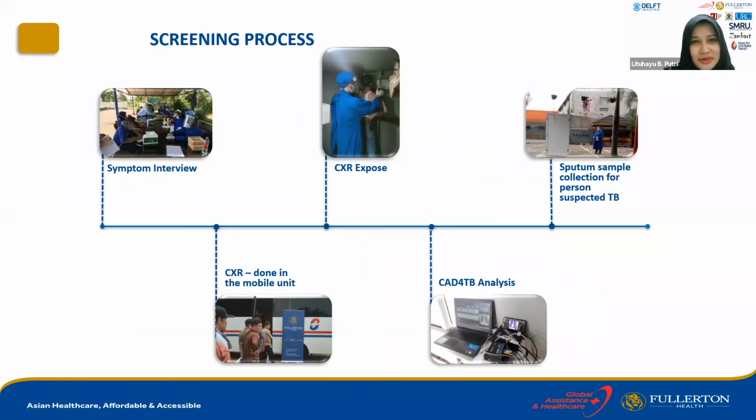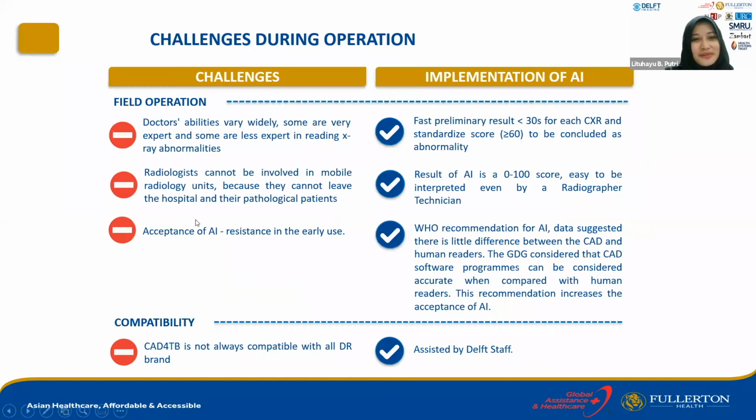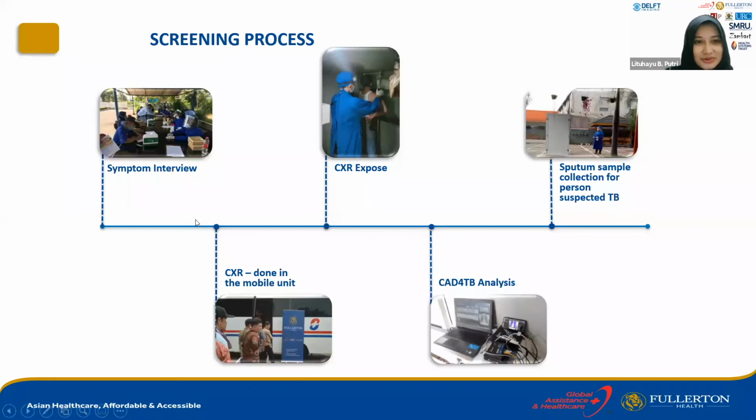Yeah, this is the screening process that we usually do. We start with the symptom interview, which is done by a paramedic. This is kind of tricky during this COVID-19 pandemic because people tend to cover their symptoms. It's sensitive to say I'm coughing in this situation right now. So the symptom screening sometimes becomes not so objective. That's why we have to double the effort with the chest X-ray.